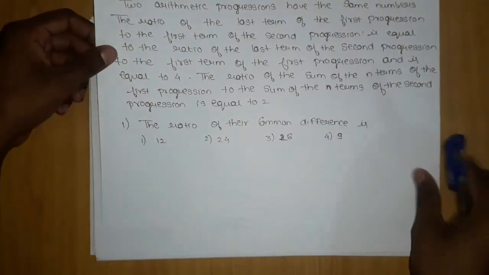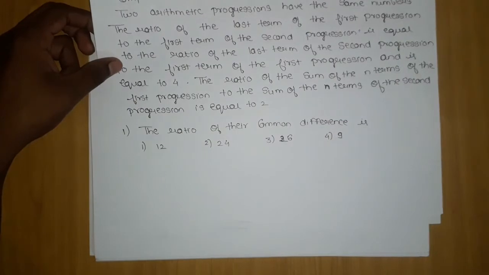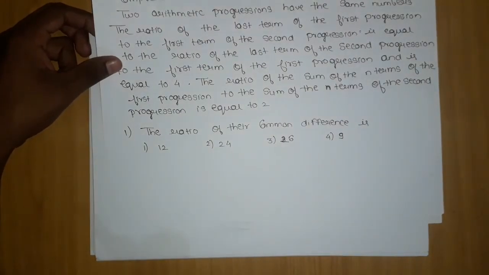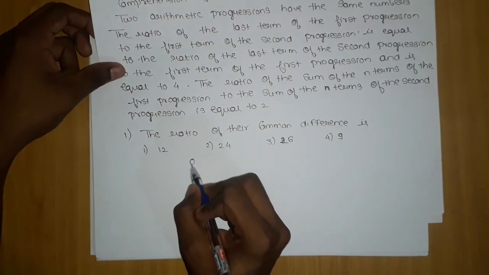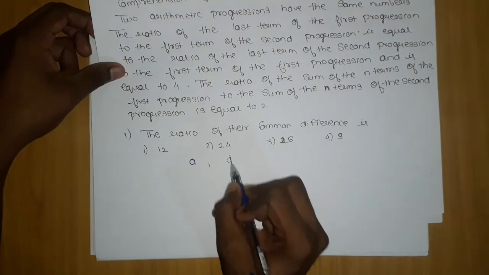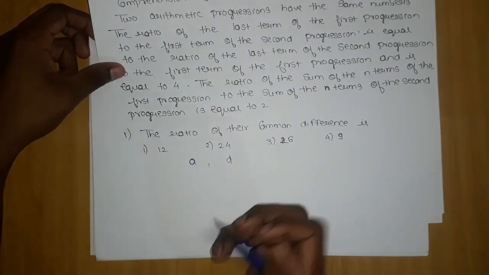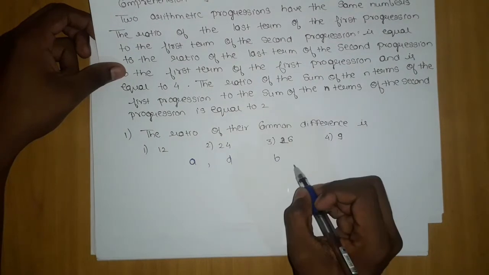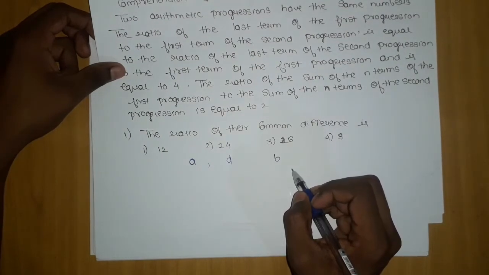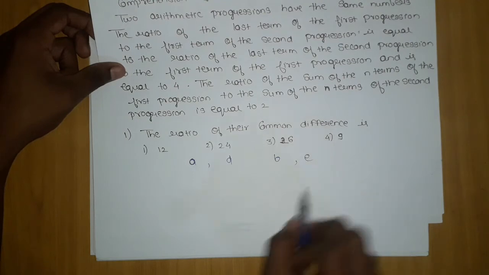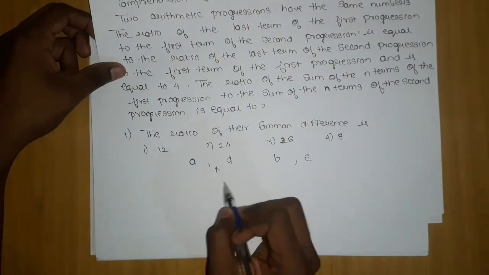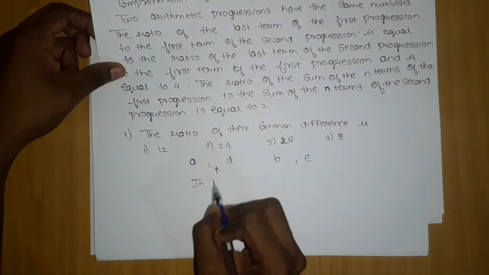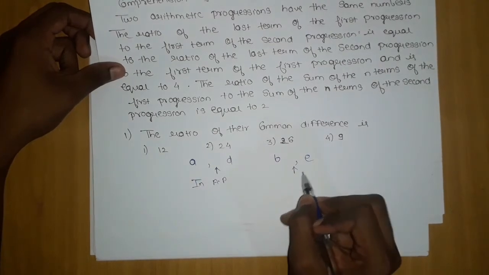So let's begin with this question. Let's assume the first series has a as the starting term and d as the common difference, and in the second series let's assume b as the first term and e as the common difference. So this is my first series in AP, whose a and d we have assumed, and the second in AP.